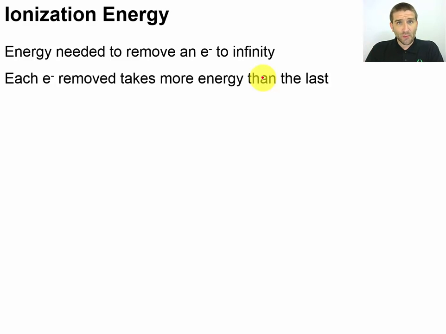Now, each electron that you remove is going to require more energy than the previous one. That's because now you have that imbalance. The positive charges in the nucleus no longer have enough electrons on the outside to keep it neutralized. So you're trying to pull away additional electrons. So that's going to make it much harder to take off subsequent ones.